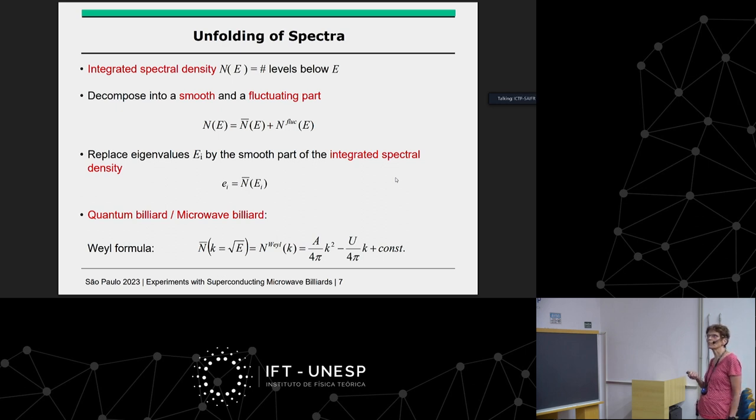For a quantum billiard, this is easily done because there you have Weyl's formula, which is valid for any billiard, for a circle and for a Sinai billiard. It tells us that the integrated spectral density goes quadratic in K. Here A is the area of your billiard, U is the circumference, and then you have some constant which depends on how many corners you have and on curvature. These, of course, are system-specific properties, the area and the circumference, and so by unfolding, you get rid of these properties.